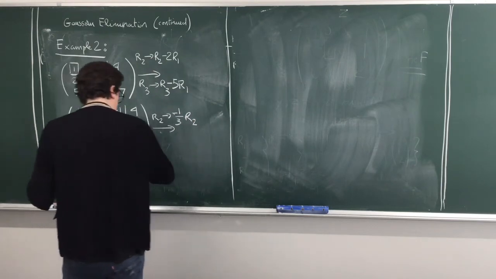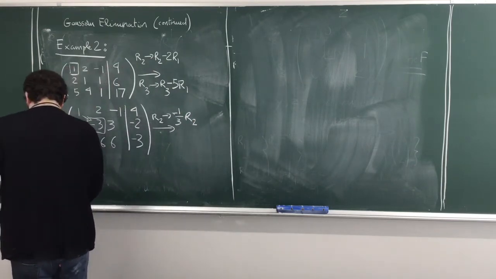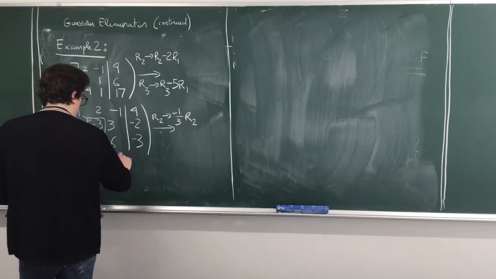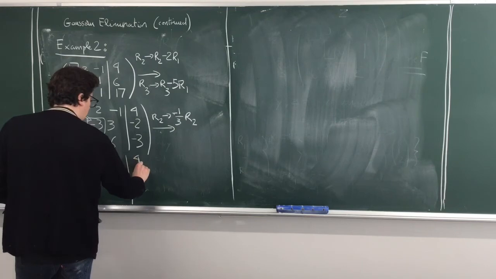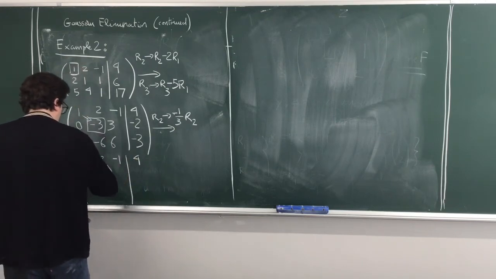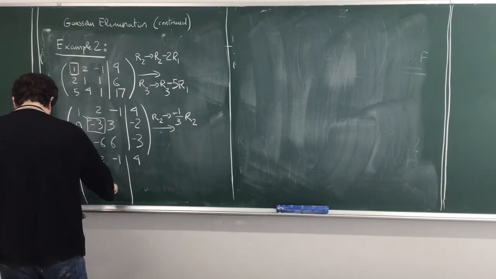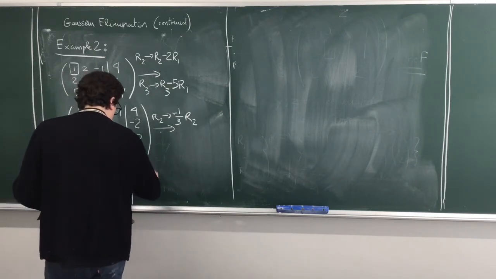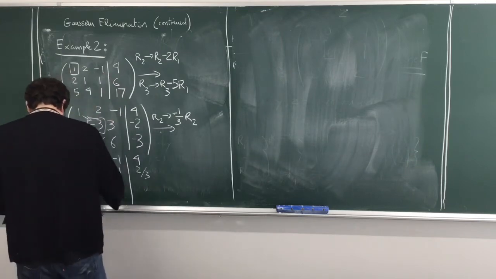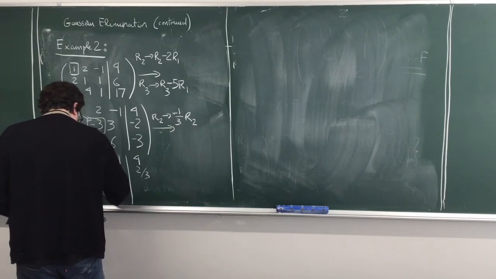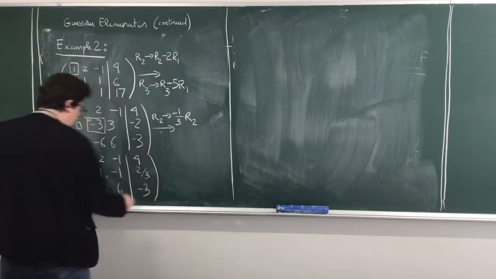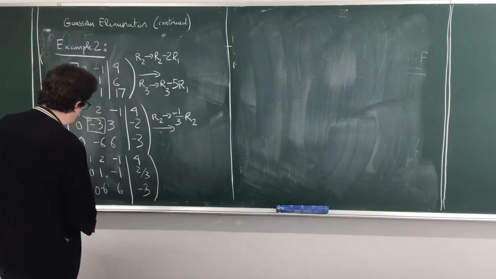Doing that, we get the following. So I just modify row 2. 1, 2, minus 1, and 4. And then here 0, I get my 1 as I wanted, and then here I get minus 1, and then here I get 2/3. Then row 3 is unchanged, so 0, 6, minus 6, and minus 3. This is my new pivot.